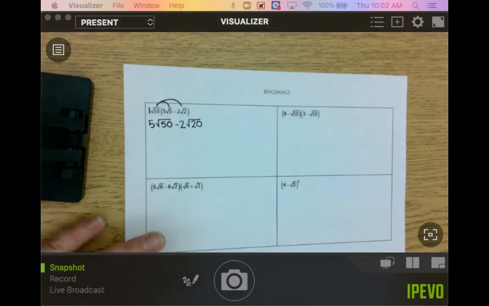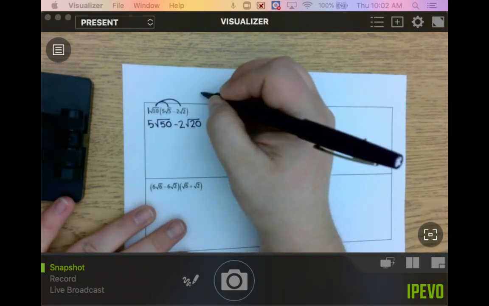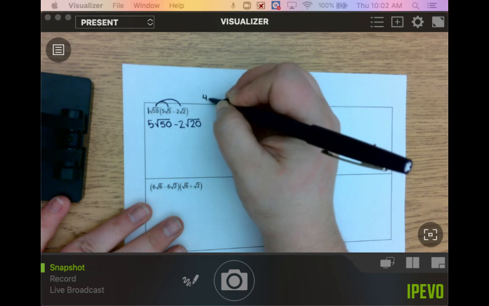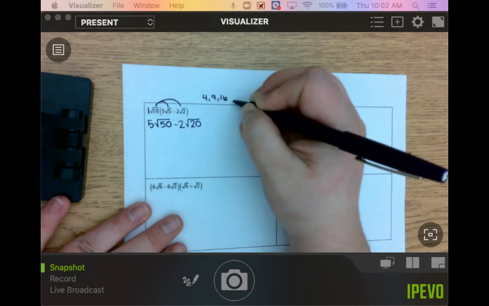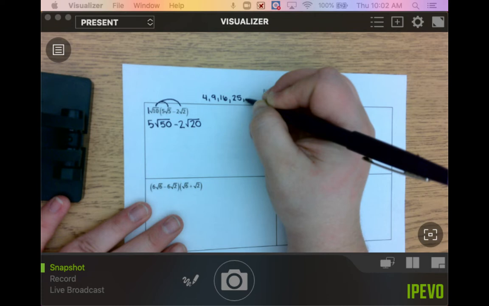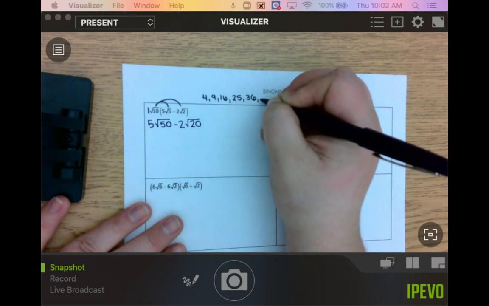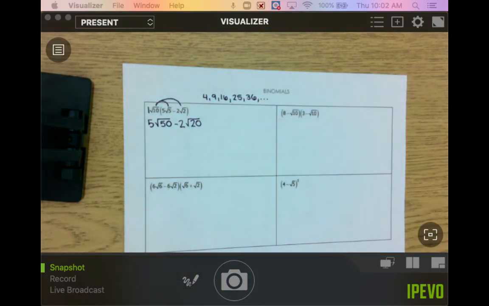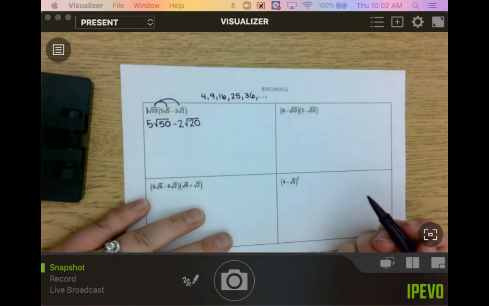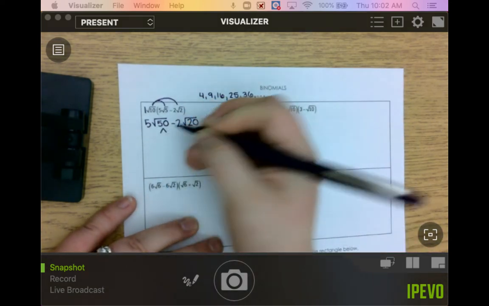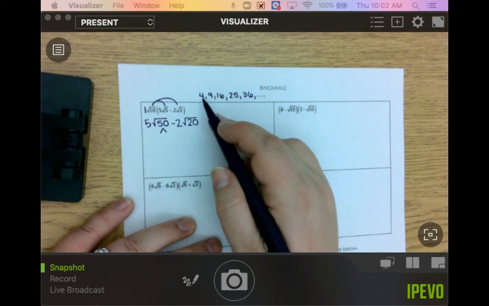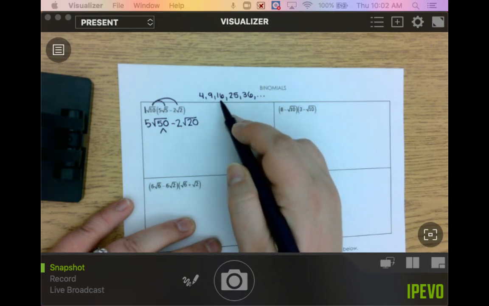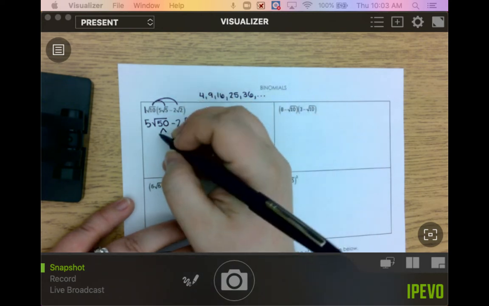So you're looking for a perfect square that goes into 50 and a perfect square that goes into 20. Perfect squares, as a reminder, are 4, 9, 16, 25, 36, and so on. That's where I'm going to stop because my biggest number right now is 50. So 50 ends up being not 4, 4 doesn't go into 50, 9 doesn't go into 50, 16 doesn't go into 50, especially if 4 didn't already, and 25 does.